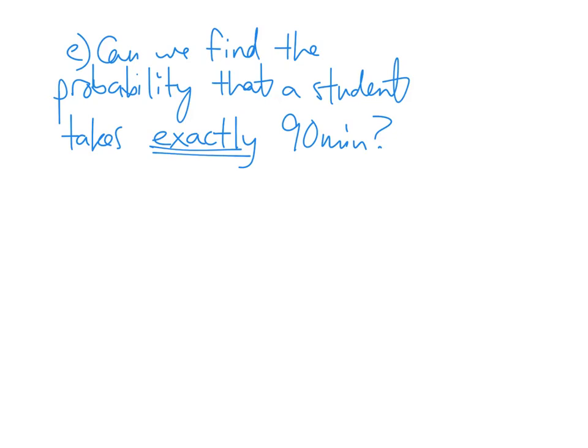Next, let's consider if we can find the probability that a student takes exactly 90 minutes to complete the test. Now, in reality, is it possible? Yes, it's possible. However, we are considering this using a continuous model. According to the continuous model, we're using the area under the curve, in this case rectangular because it's uniform, and the base times the height becomes the area under the curve.